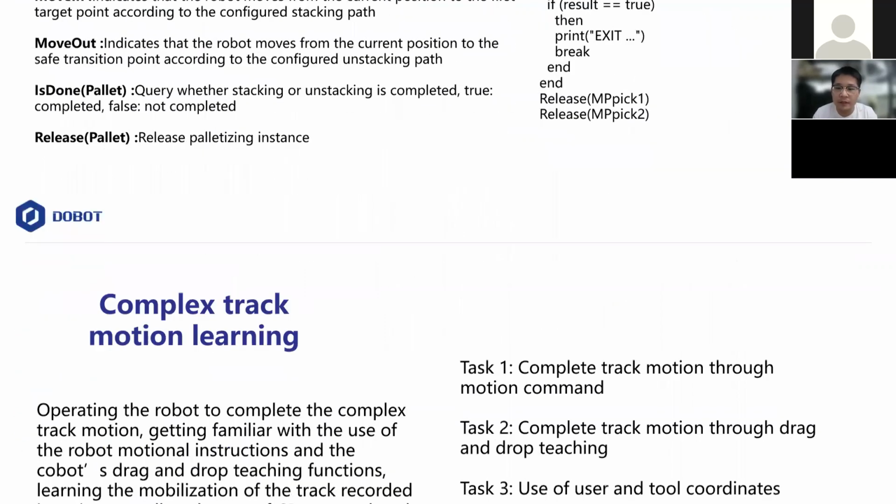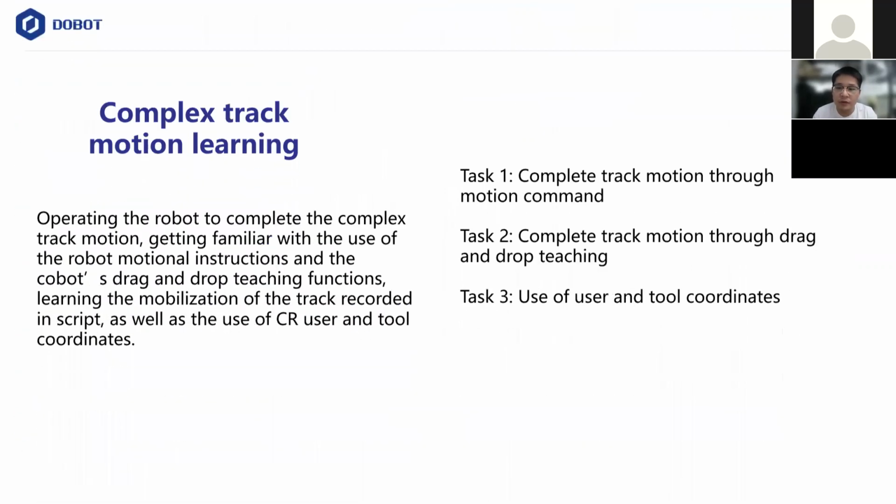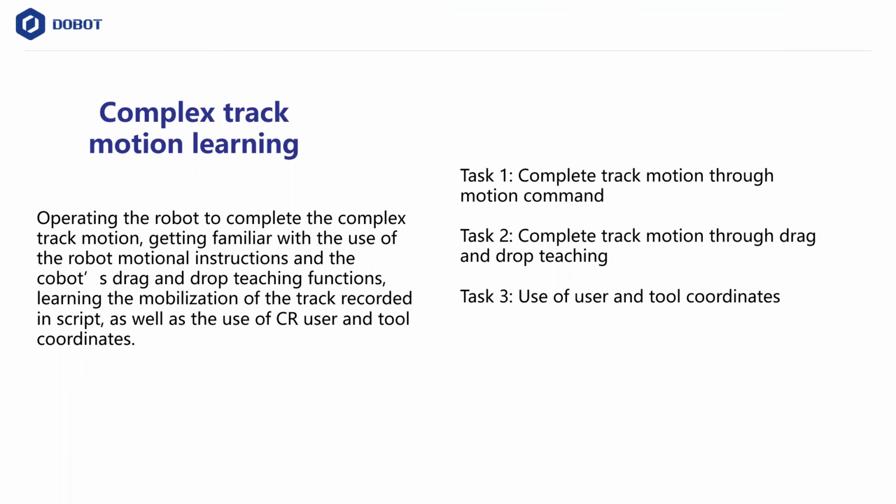In the following part, I will introduce the last three parts of the core function chaining, which are complex check motion, remote control, and other functions.